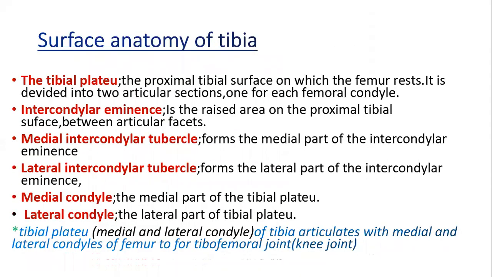And with us, we have the tibial plateau. It is the proximal tibial surface on which the femur rests. It's divided into two articular sections, one for each femoral condyle. So remember, when the femoral condyle comes into contact with tibia, it rests on this part known as the tibial plateau. We have the other one, the intercondylar eminence, which is the rest area on the proximal tibial surface between the articular facets. The medial intercondylar tubercle forms the medial part of the intercondylar eminence, while the lateral intercondylar tubercle forms the lateral part of the intercondylar eminence.